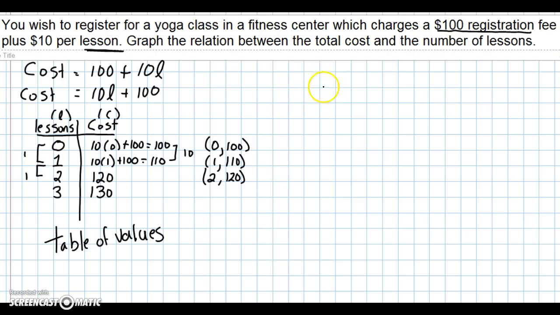Now, whenever we're graphing a relationship, we want to create an X and a Y. Now, normally these are X and Y. However, in this case, we don't have X and Y. We have our lessons and we have our cost. Our cost depends on the lessons. So the lessons we're going to put on the X axis. So in this case, we're going to call this lessons.